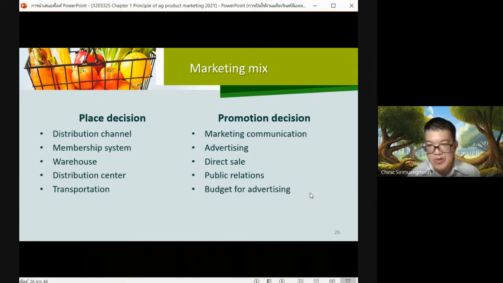And how to transport: for example, if you want to transport fruit to Japan, then by airplane is going to be the best choice for freshness. But if it can keep for a long time, then transporting by ship is okay. Promotion decision is about marketing communication. You need to communicate to the consumers through advertising, direct sales, public relations, and a budget for advertising. So here are all four marketing mix elements.